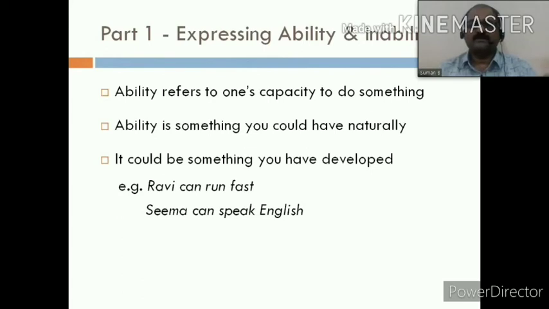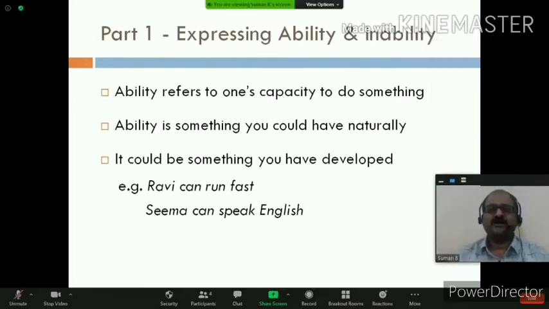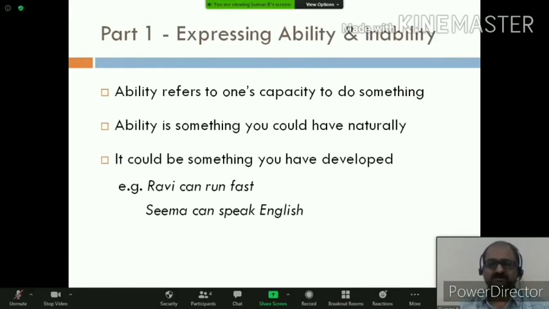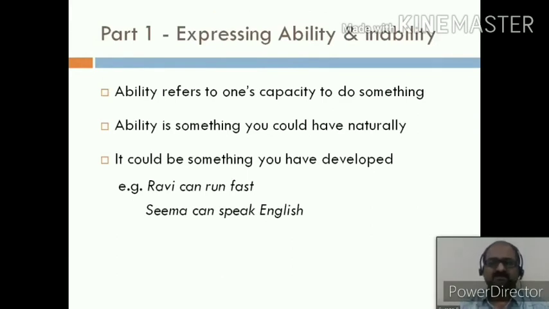So what does ability mean? Ability refers to our capacity to do something, right? What we are able to do. అంటే మనం చేయగలిగినటువంటి యాక్షన్స్ని మన ఎబిలిటీస్గా చెప్పుకోవచ్చు. So whatever we cannot do, మనం చేయలేనటువంటి యాక్షన్స్ని మన ఇన్ఎబిలిటీస్గా చెప్పుకోవచ్చు. So that is what ability refers to.